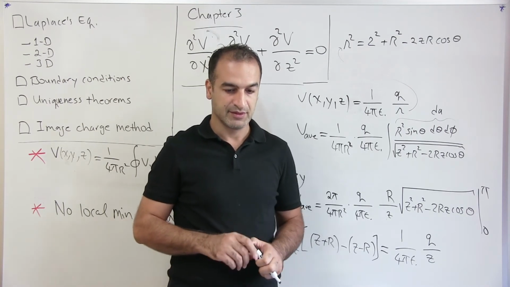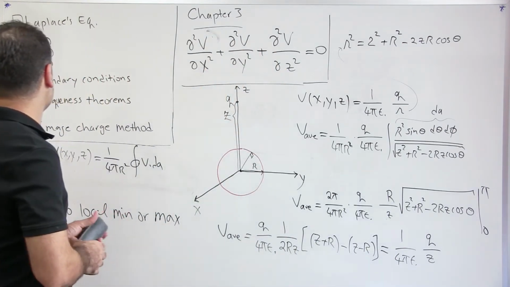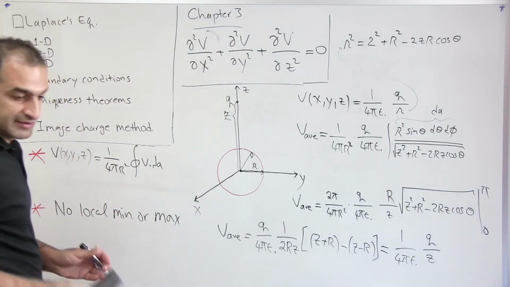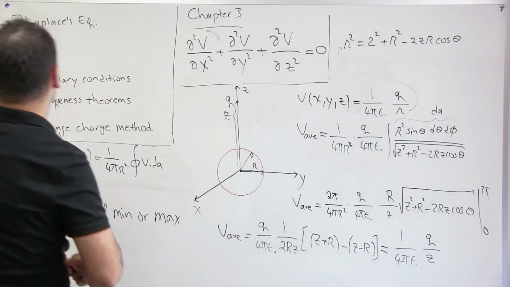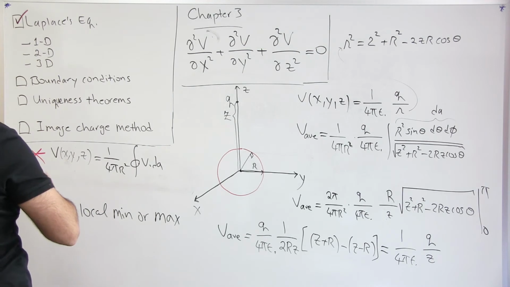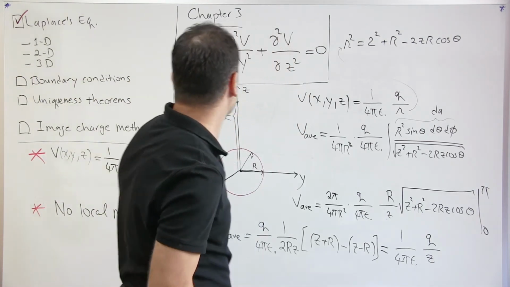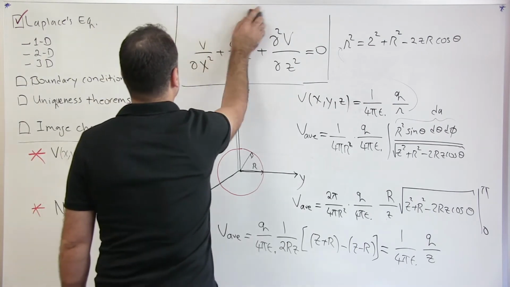Cool. If there's no question on this, I'm going to move on to boundary conditions and the uniqueness theorem. We covered the basic stuff, and then we go to the next step. So let me get rid of this.